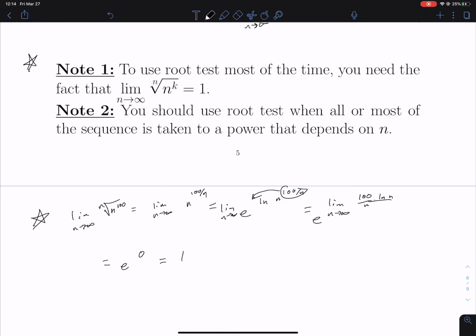If you have any polynomials, when you do root test, they go to 1. And you should use root test when all or most of the sequence is taken to a power that depends on n. This should be another giveaway. If you have a bunch of stuff and it's like this or like this, do root test, because it just eliminates that n.